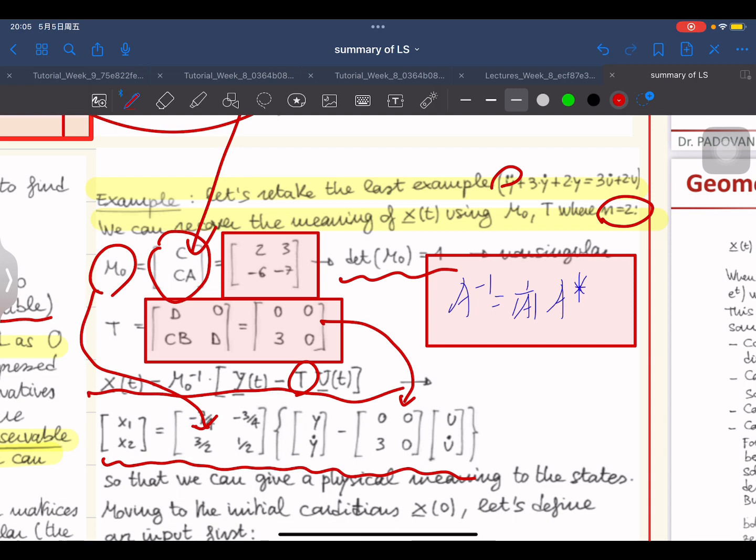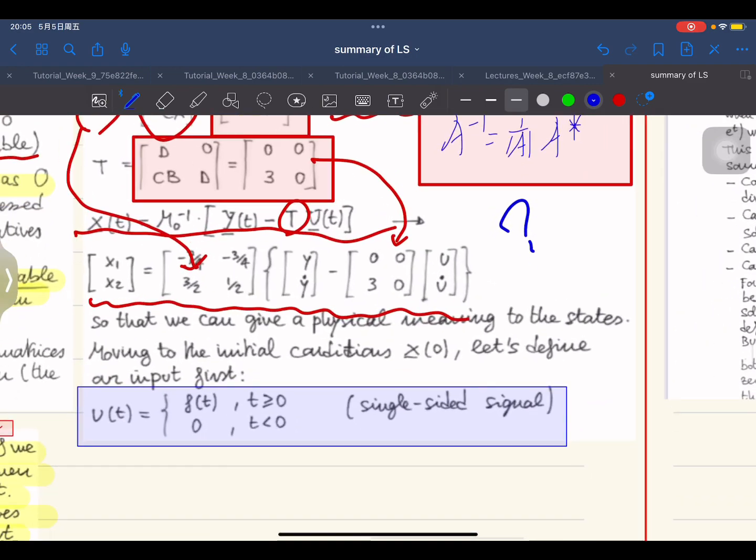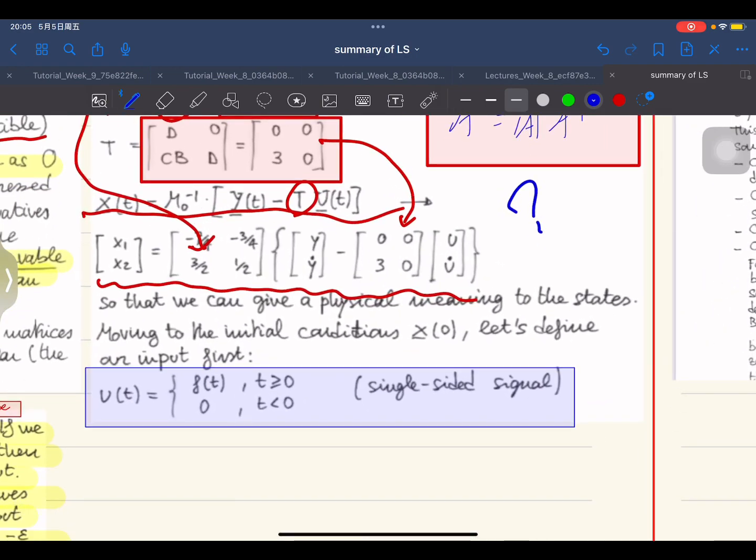Yes. I will try to explain it later in the next lecture because I am not sure about this very much now. Okay, I will ask my friends, ask my teacher, ask the internet to search it so that we can give a physical meaning to the states.